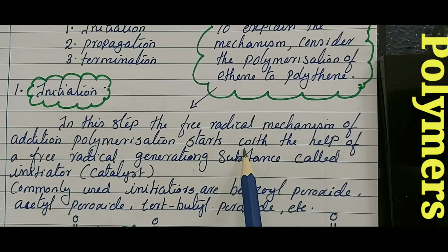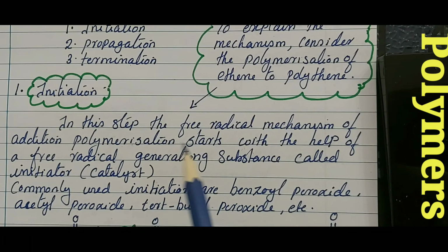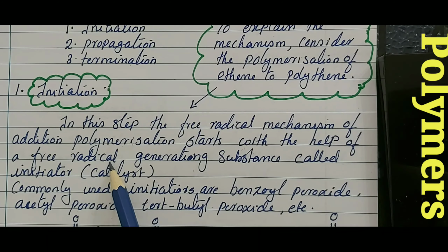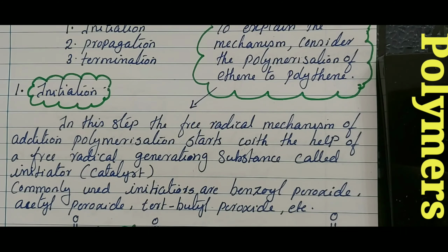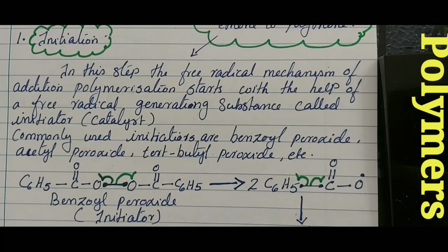What will these initiators do? They will break homolytically and produce free radicals. These free radicals act like catalysts. Commonly used initiators are benzoyl peroxide, acetyl peroxide, tertiary butyl peroxide, etc. Now we'll see the mechanism.